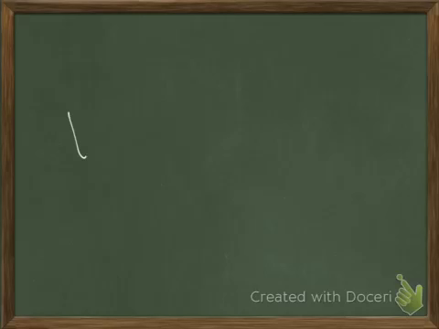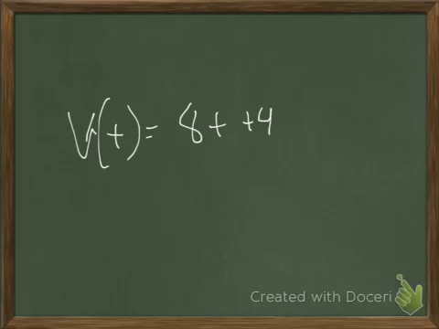Now we're going to solve for t. So we have v of t equals 8t plus 40, and it's negative 8t, and we get t equals 5 whenever we solve for that.